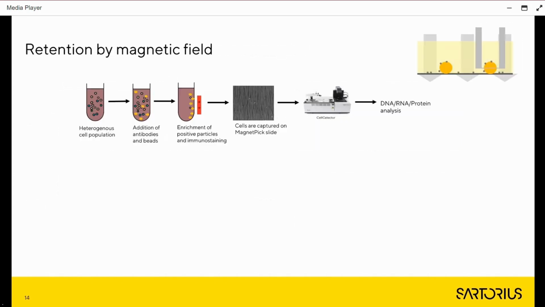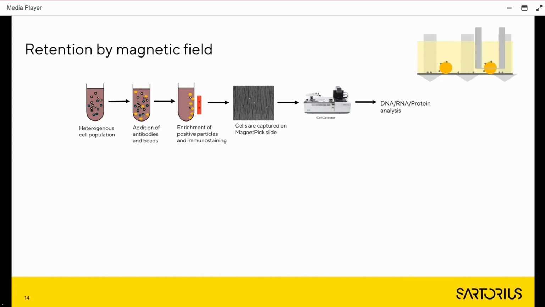The positive immunomagnetic enrichment starts with a heterogeneous sample in solution. The specific population of cells are labeled with antibodies and magnetic particles. Using a magnet, the successfully labeled cells are retained in the solution while the negative cell population is washed away.